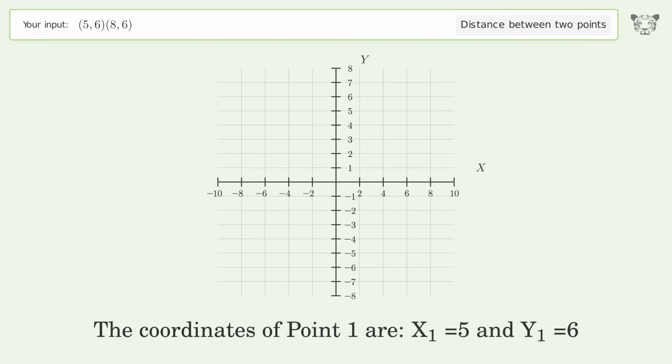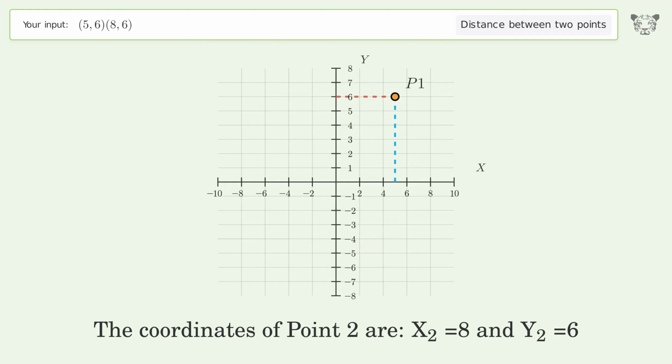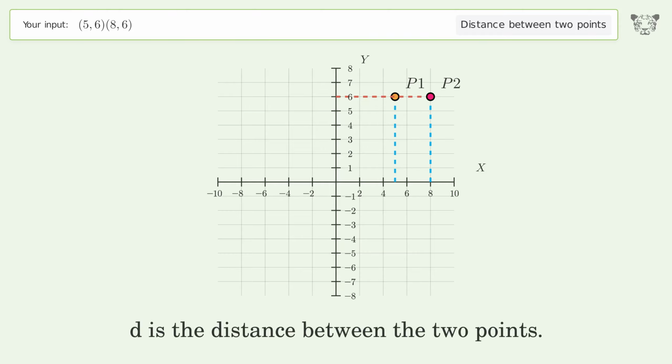The coordinates of point 1 are, x1 equals 5 and y1 equals 6. The coordinates of point 2 are, x2 equals 8 and y2 equals 6. D is the distance between the 2 points.